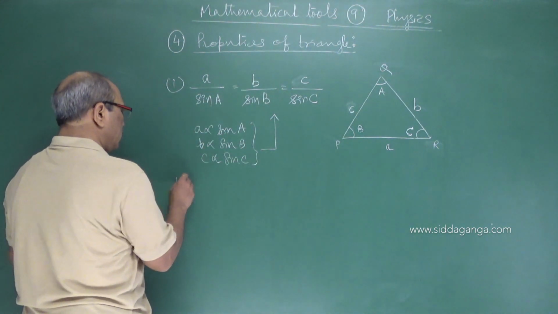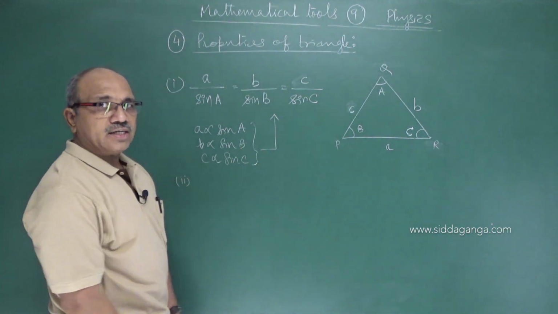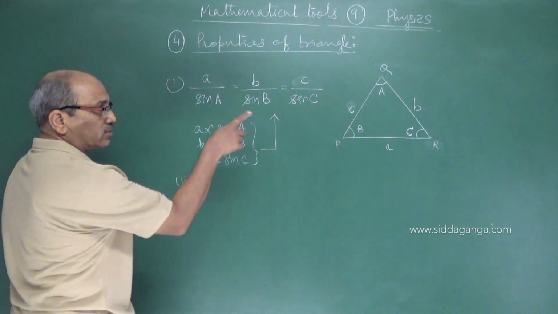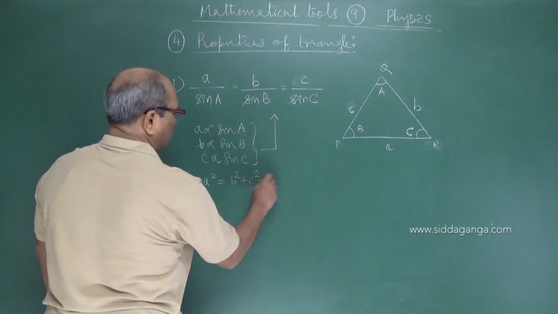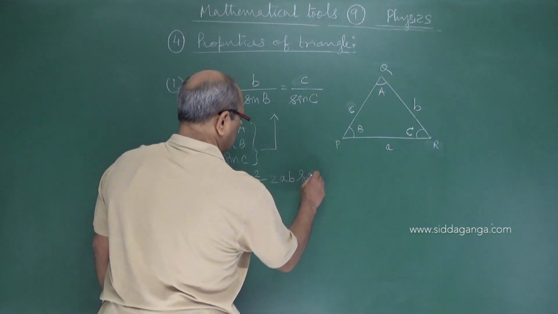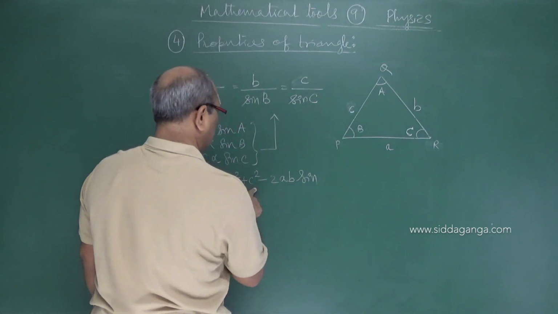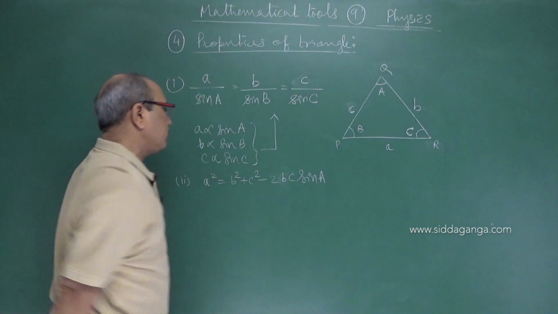And second, you remember, these sides a, b, c and the angles are related by equations you have learnt. Suppose you want a square, b square plus c square minus 2bc into cos A.